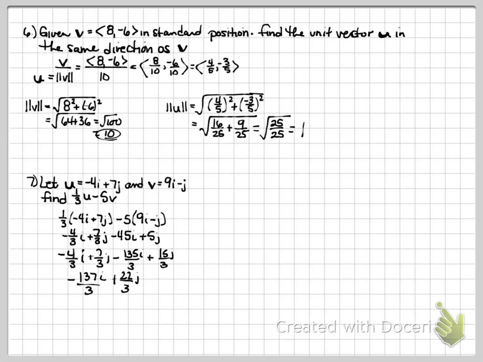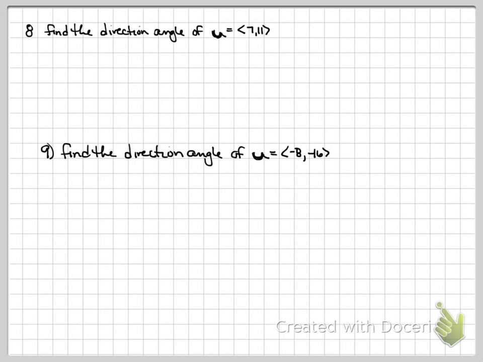Alright, let's move on to example 8. Example 8 says find the direction angle of vector u that has components of 7 and 11. So what we're basically going to do is plot this. If it's in component form, that means the vector is in standard position, so it starts at 0, 0. Since my horizontal component is positive and my vertical component is also positive, I'm going to go to the right 7 and up 11.